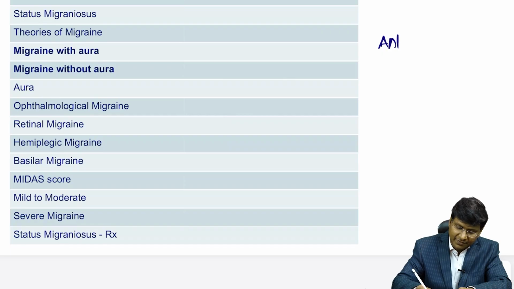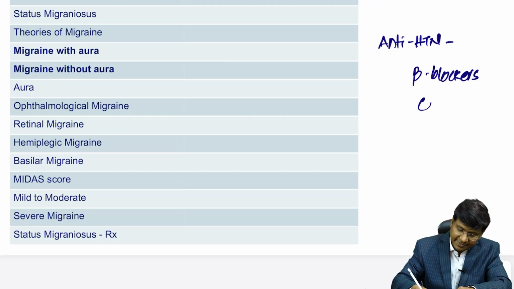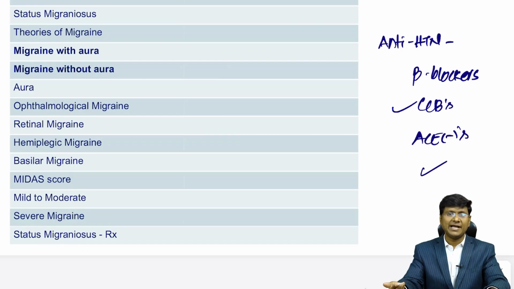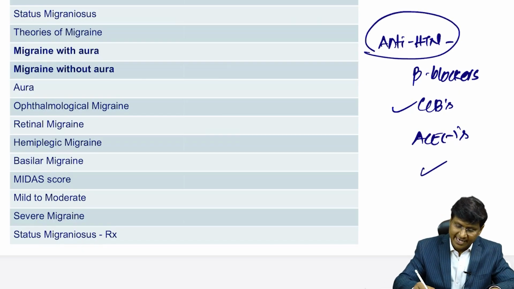Prophylaxis for migraine that we give is some antihypertensives. What are the antihypertensives? We give beta blockers, then calcium channel blockers, and then the ACE inhibitors. Examples of beta blockers are metoprolol, propranolol, and examples of calcium channel blockers are mainly verapamil, and then the ACE inhibitors or angiotensin receptor blockers. So these are the antihypertensives that can be given as prophylaxis.